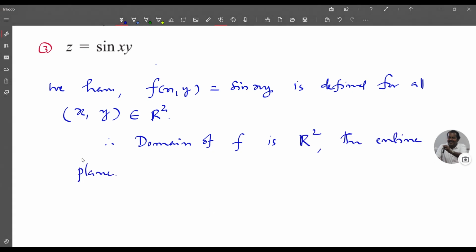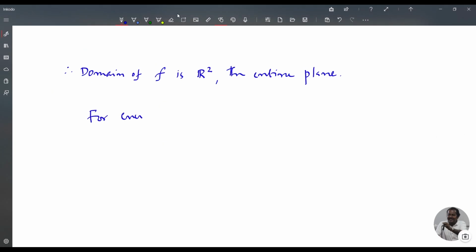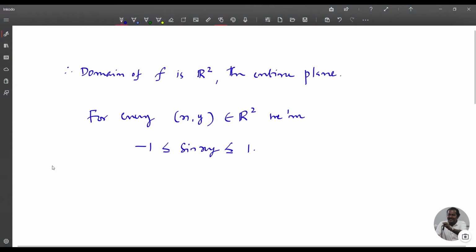And we have whatever x and y be, sin xy varies between minus 1 and 1. For every x, y in R2, we have sin xy varies between minus 1 and 1. Minus 1 less than or equal to sin xy less than or equal to 1. Therefore, range of f is closed interval minus 1, 1.